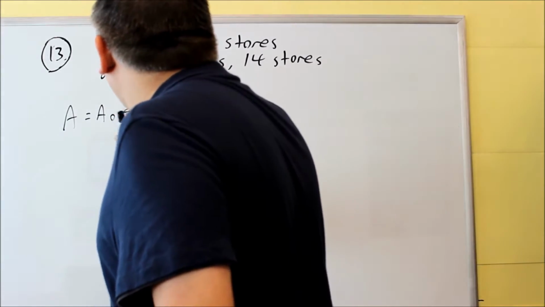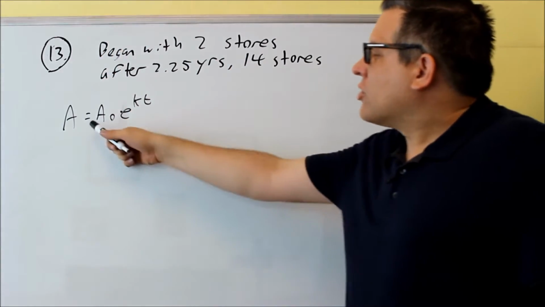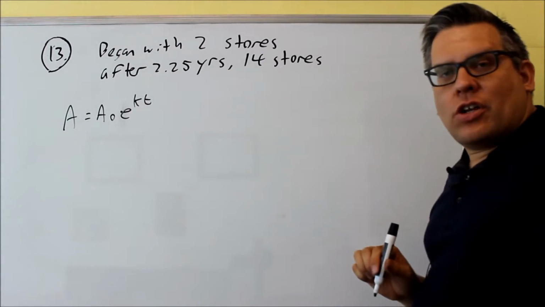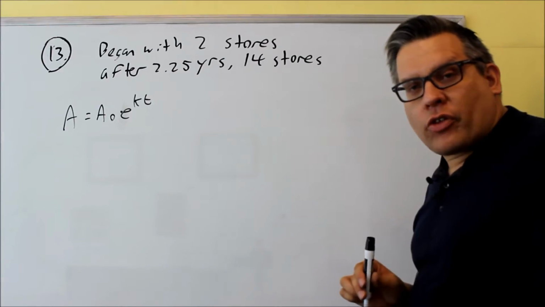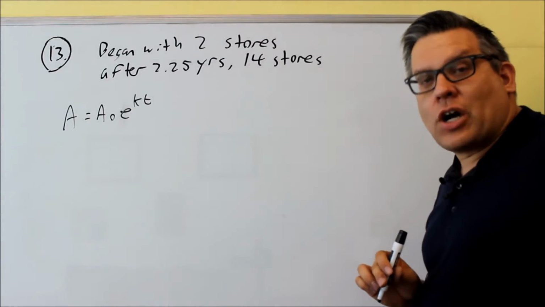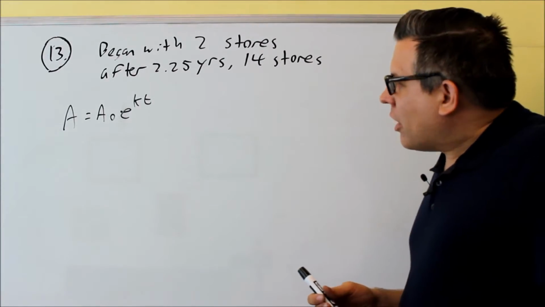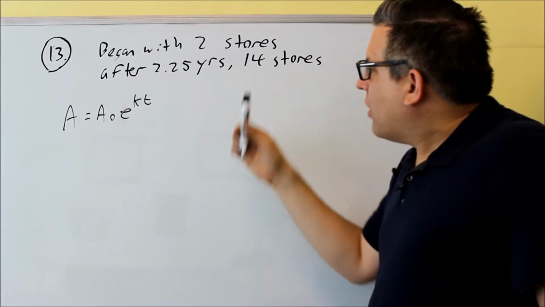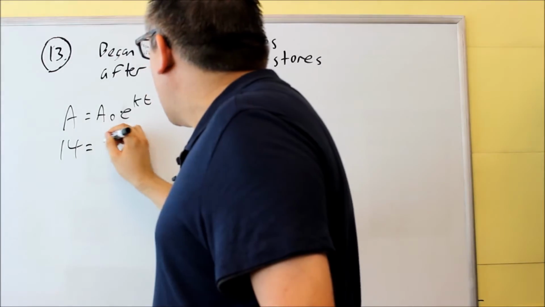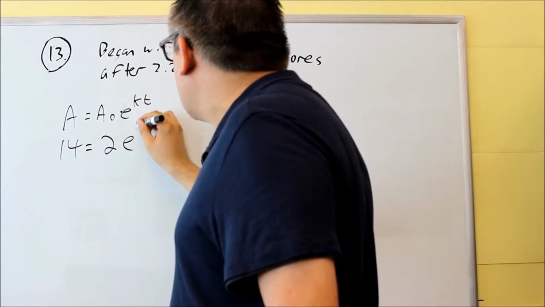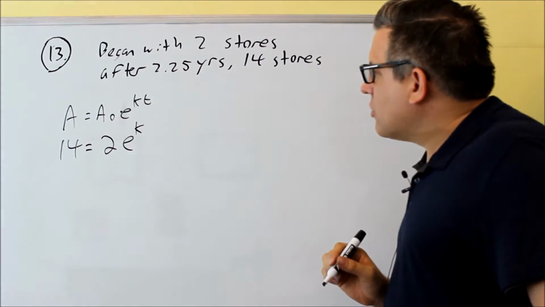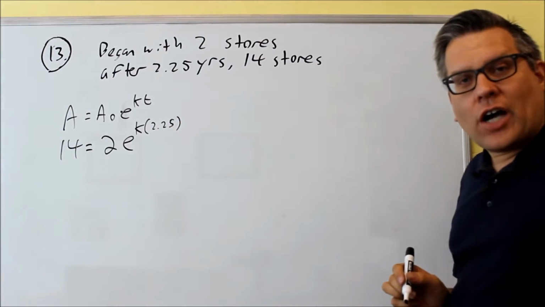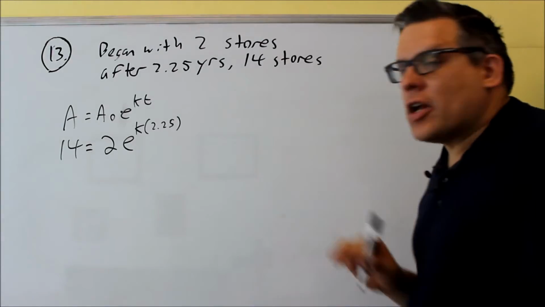Okay, so here's our growth formula: A equals A0 e to the KT. We're going to put our initial information in here and solve for the growth constant, which is something this problem didn't originally give us. A is the amount after growth, so 14 stores. Initially we started with 2 stores. We don't know what the growth constant is, but the amount of years we have is 2.25 years. So that's all the information that's been provided.